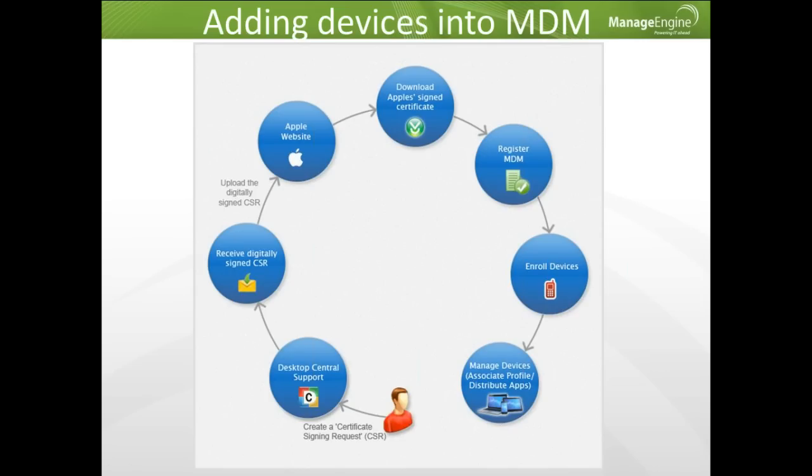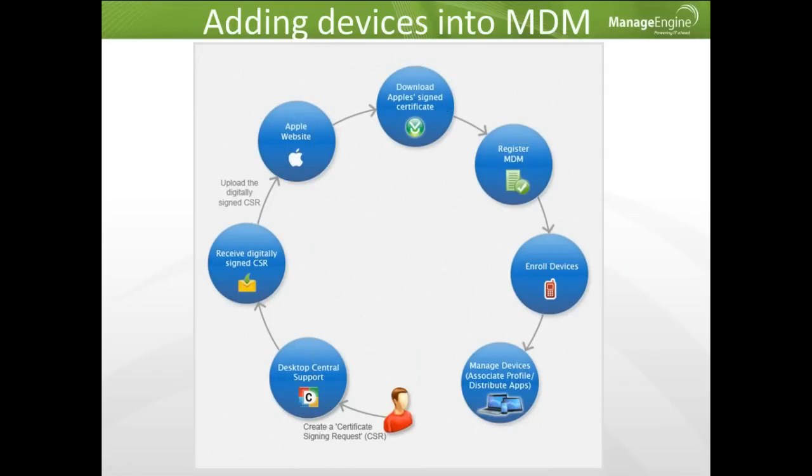Okay, so this is where you enable your MDM server and enroll your devices to be managed under it. So how do you do that? This pictorial representation shows how you are going to have the steps done in the manual mode to have the management in place. The first thing is you need to manually create a CSR, which is a certificate signing request. Once you raise that request, it comes to the Desktop Central support. They give you back the digitally signed CSR. Then you upload it with Apple's website, and they will give you back their own signed certificate. So the first 4 steps, which are shown here, are going to be a manual process.